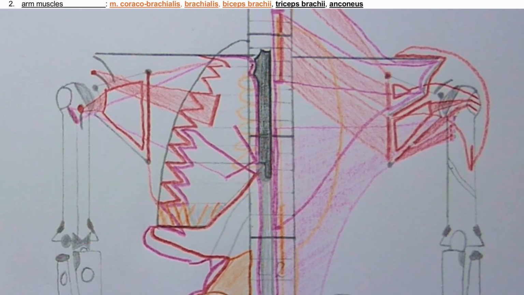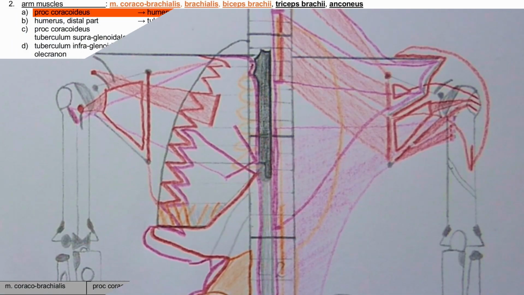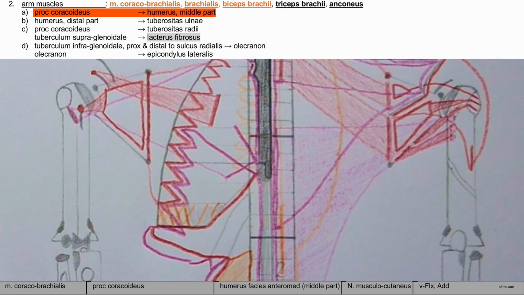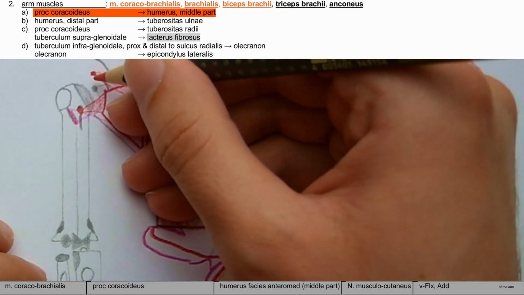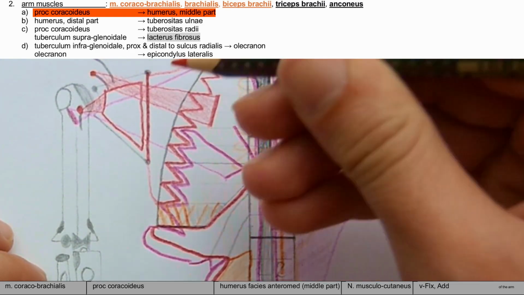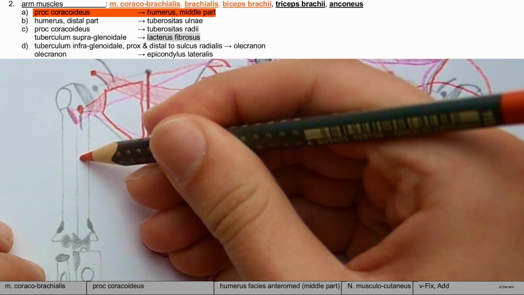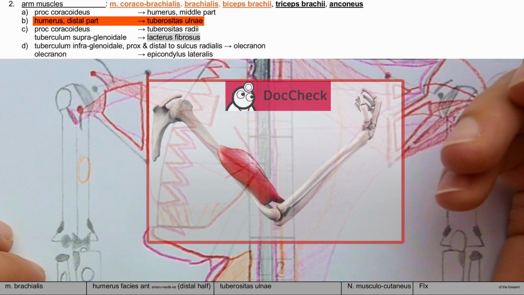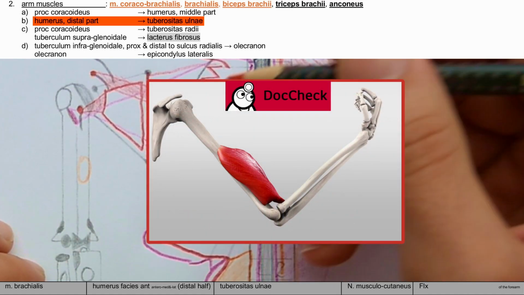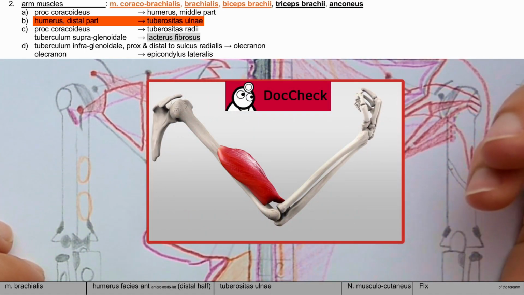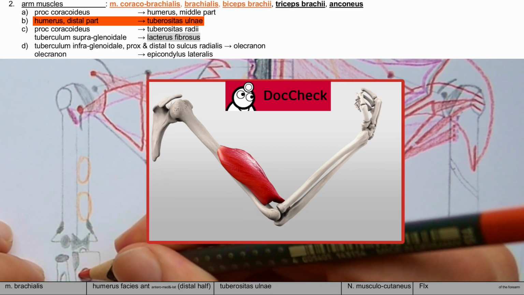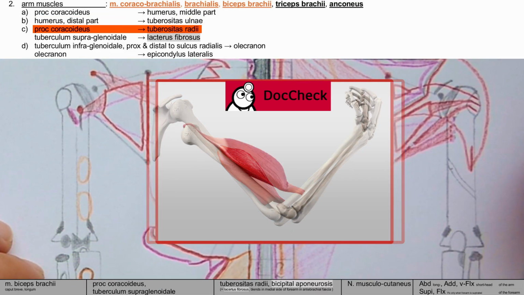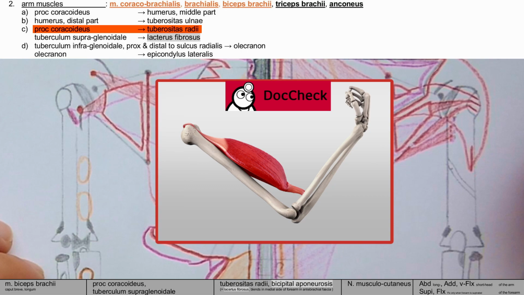Now to the arm muscles. From the name of musculus coracobrachialis, we can derive its connections to the bones. Its origin is in processus coracoideus. Its insertion is, as the name suggests, somewhere on the arm, and to be exact, on the middle part of the humerus. The musculus brachialis, on the other hand, originates from the distal part of the humerus and inserts into the tuberositas ulnae.